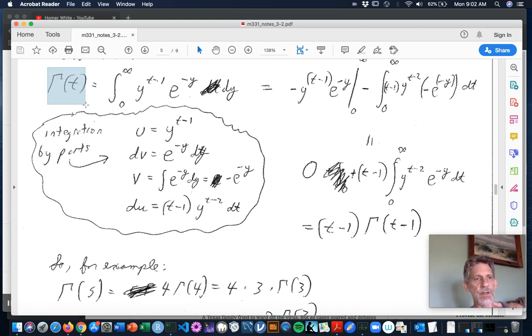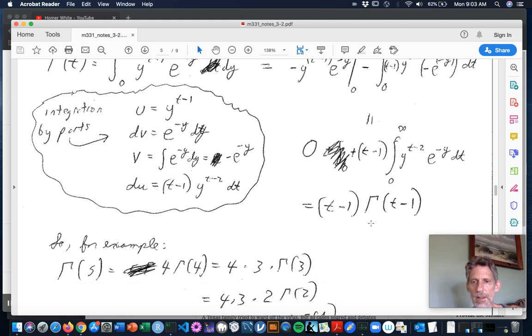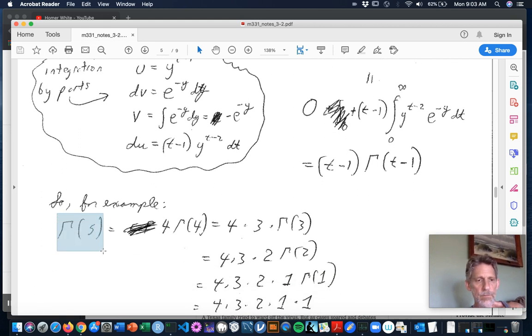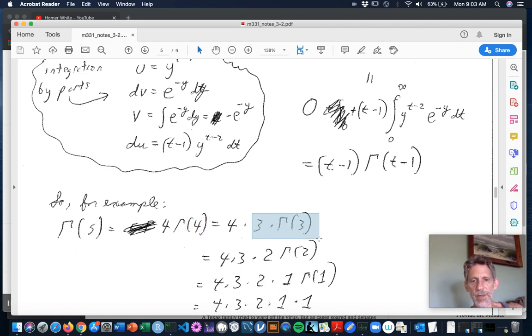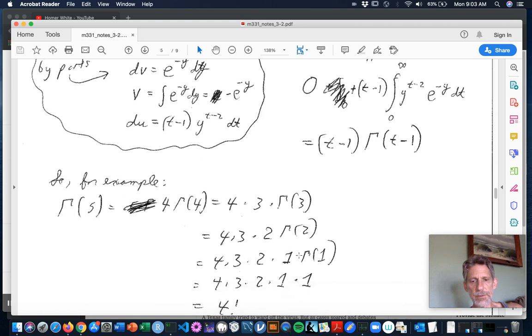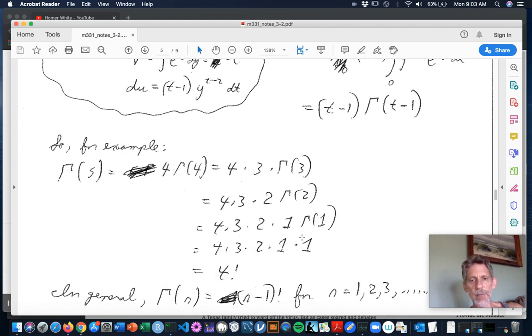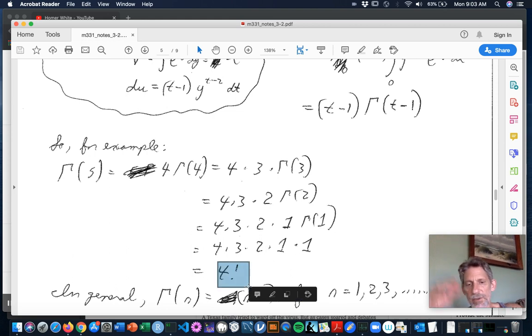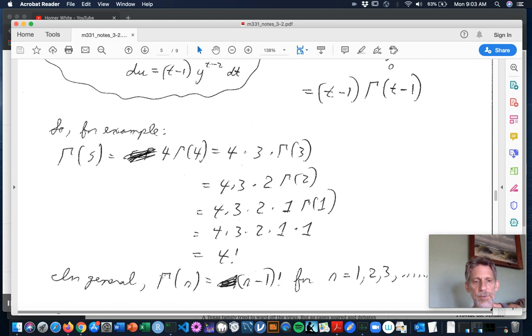So what we found is that gamma of t is t minus 1 times gamma of t minus 1. So, say we needed gamma of 5. Well, that would be 4 times gamma of 4. And then gamma of 4 is 3 times gamma of 3, and gamma of 3 is 2 times gamma of 2, and gamma of 2 is 1 times gamma of 1, and gamma of 1 is 1. So we get 4 times 3 times 2 times 1 times 1, which is 4 factorial. So gamma of 5 is 4 factorial. In fact, if you start with any positive integer n, then you'll get that gamma of n works out to n minus 1 factorial.